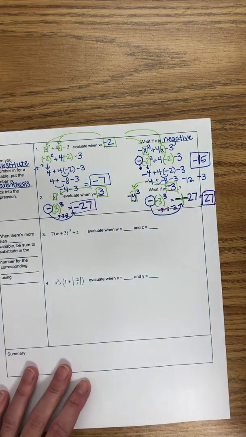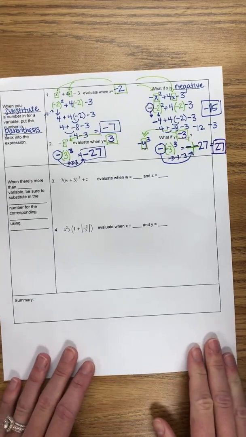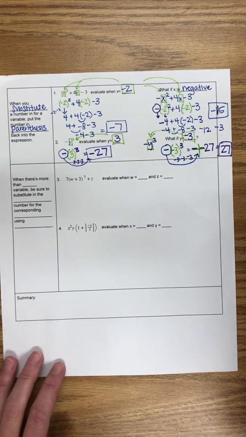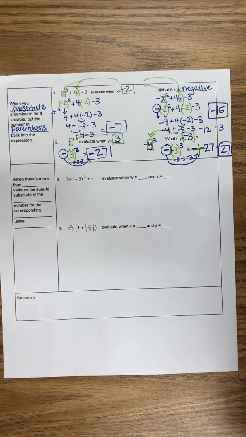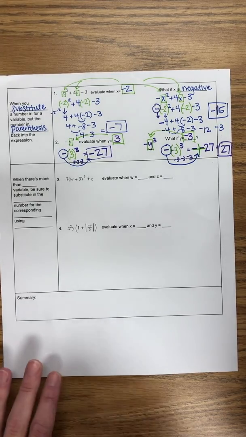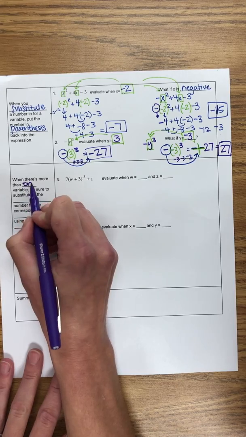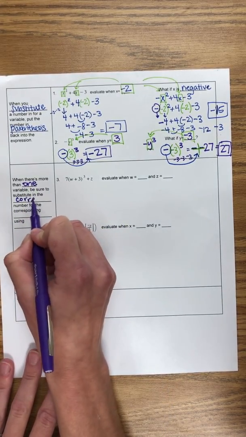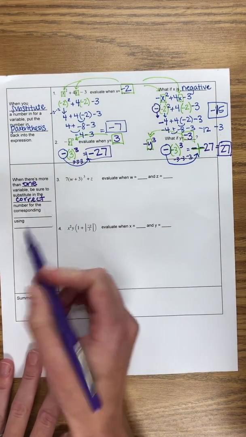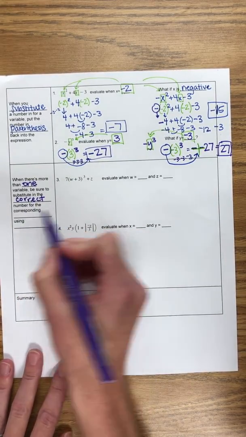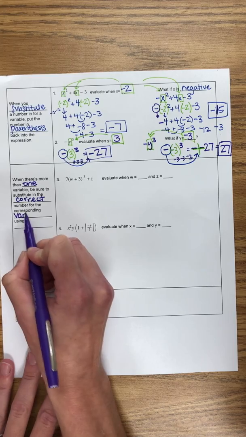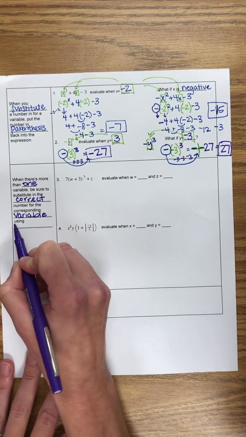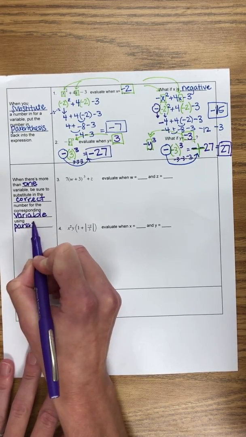All right, question 3 and question 4. Number 3, when there is more than one variable, be sure to substitute in the correct number. That's just a duh. You want to make sure you're plugging it in right, otherwise it's going to be wrong, for the corresponding variable. Still using parentheses.